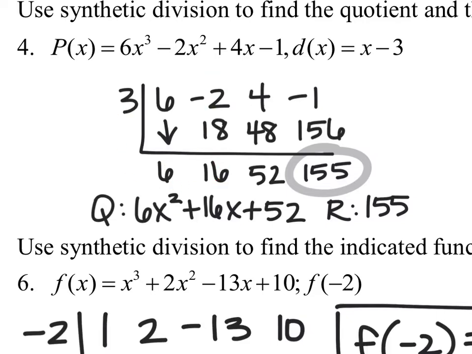Multiply, add. Multiply, and add. And we get a remainder of 155. So 6, 16, 52 represents the polynomial 6x squared plus 16x plus 52. We know it's going to be a quadratic quotient because we started with a cubic dividend and we divided by a linear divisor.